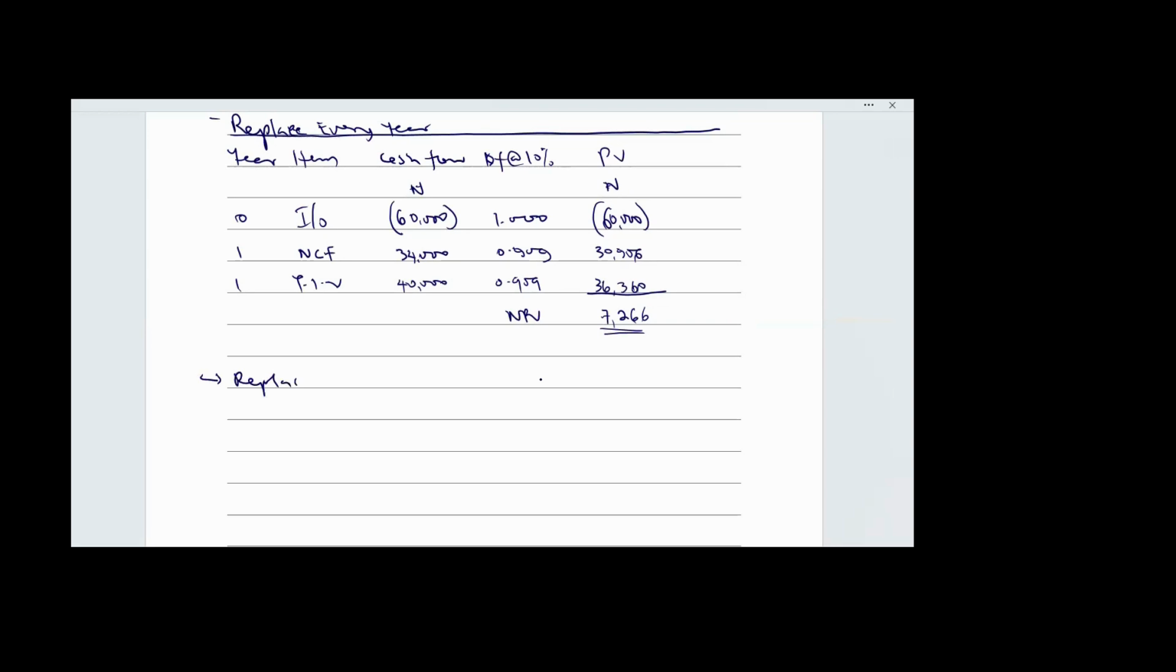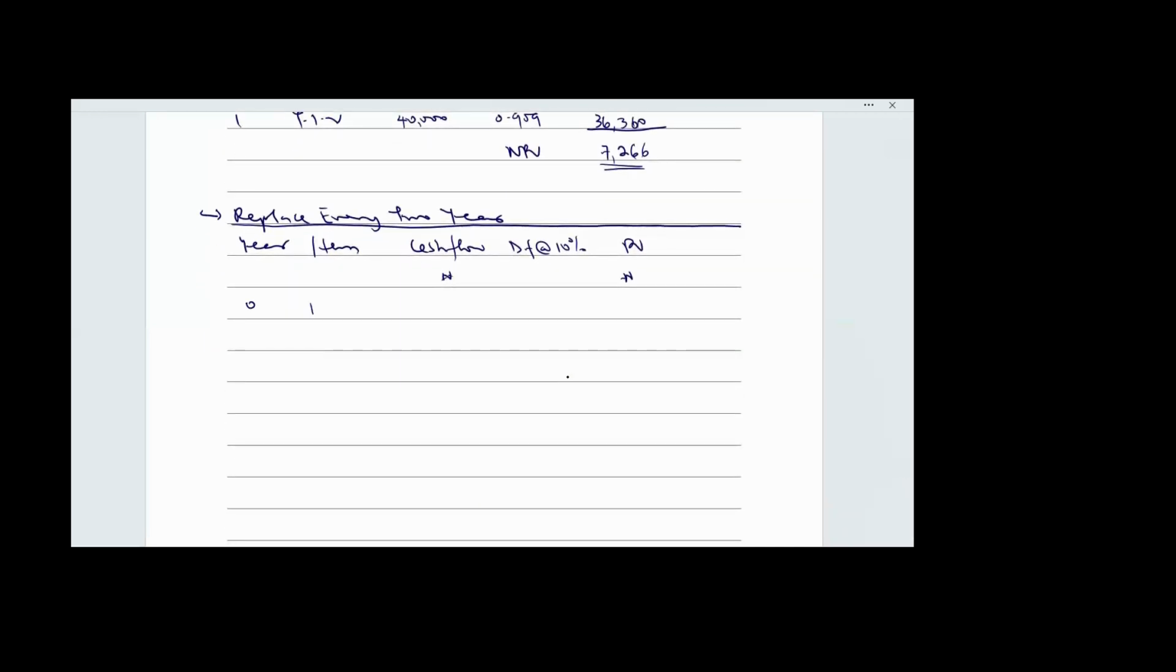So replace every 2 years. If you want to replace this machine in the next 2 years, then what will be the NPV for that? Let's quickly calculate that. Cash flow, discount factor at 10%, then the PV. Year zero: initial cost of the asset is 60,000 naira. It's a cash outflow, so the present value of that is 60,000.